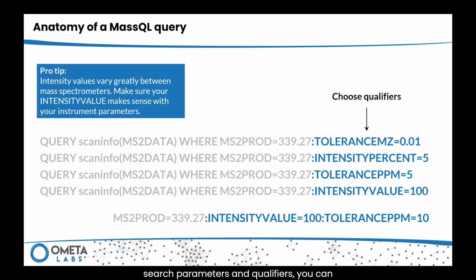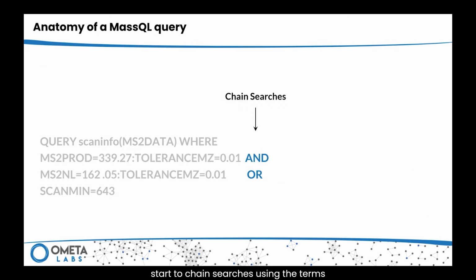Once you've determined your search parameters and qualifiers, you can start to chain searches using the terms and or. This allows you to search for, say, multiple MS2 peaks or an MS1 peak that is associated with a specific neutral loss, etc. I'm sure you can already imagine just how complex these queries can get.